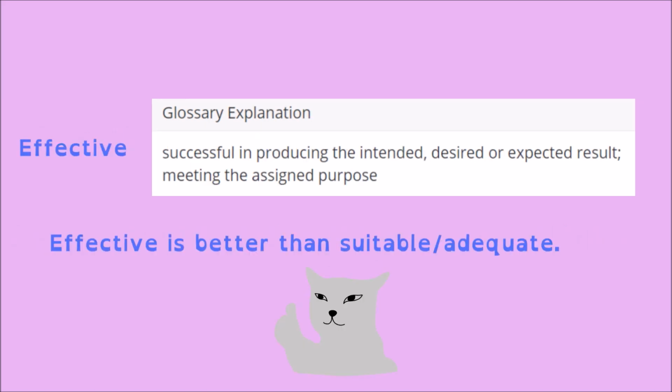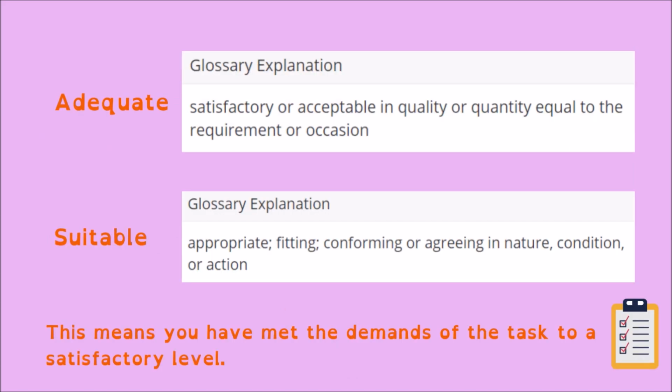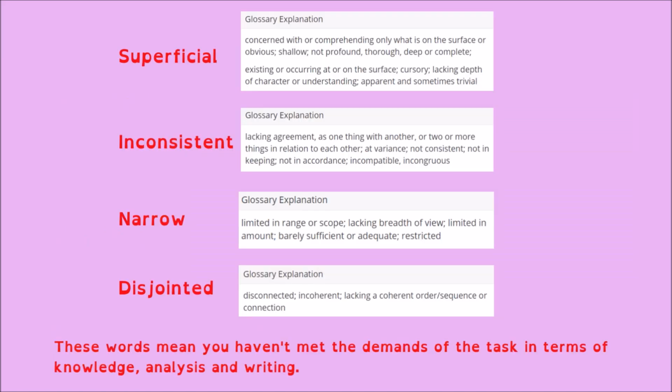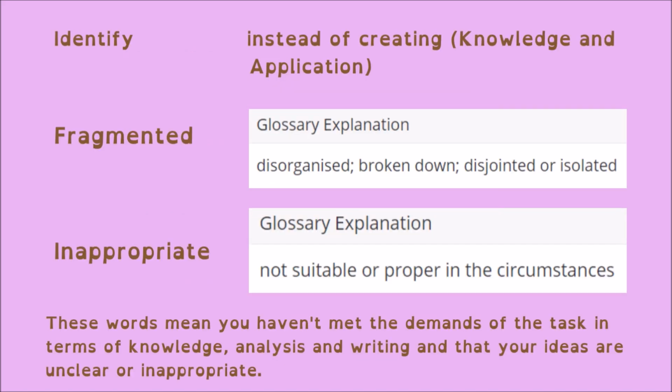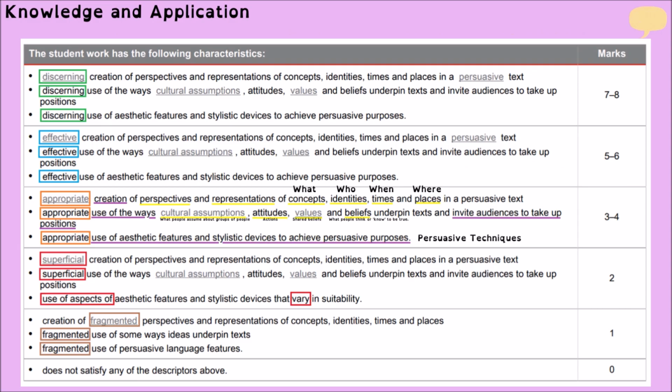One down from discerning is effective. So effective is better than suitable or adequate. Adequate or suitable means you've met the demands of the task to a satisfactory level. Superficial, inconsistent, or narrow means you haven't met the demands of the task in terms of your knowledge, analysis, creation, or writing. And then fragmented is you haven't met the demands of the task, but then also your communication and your knowledge is unclear. So that's knowledge and application in a nutshell.